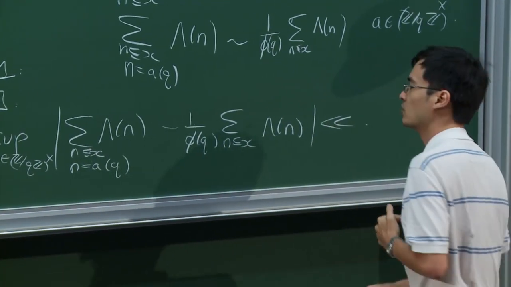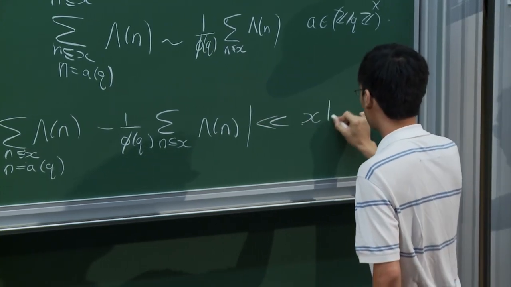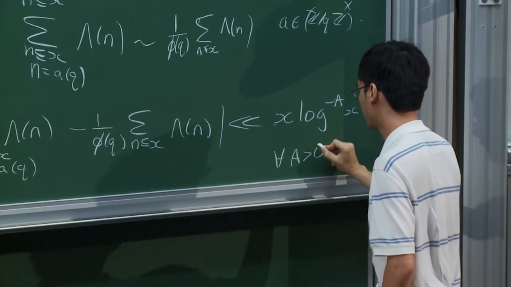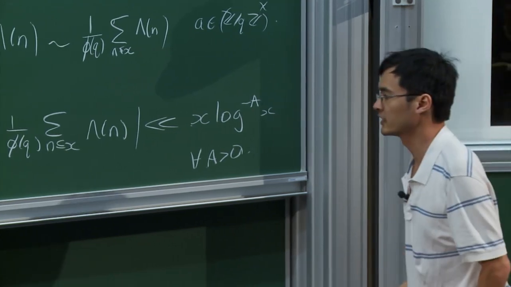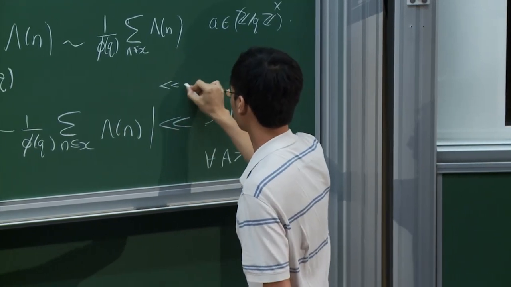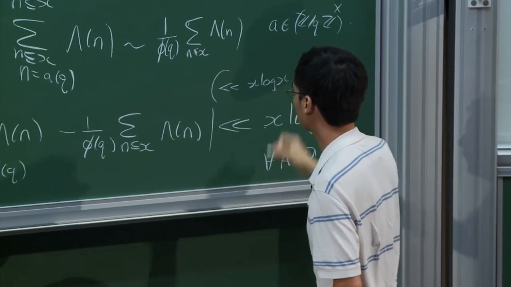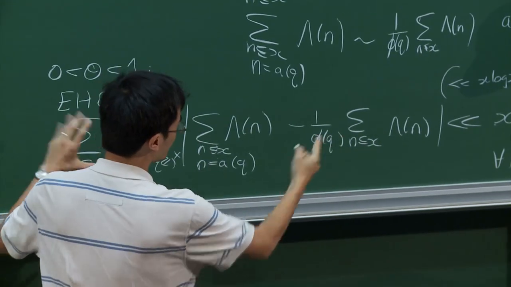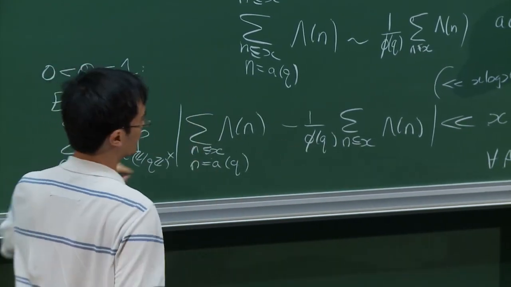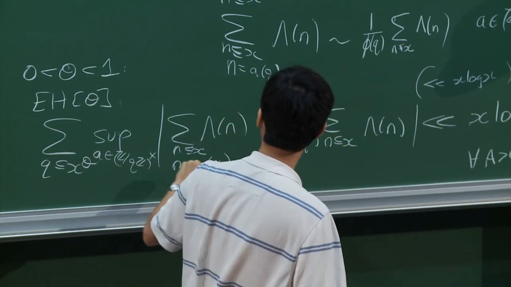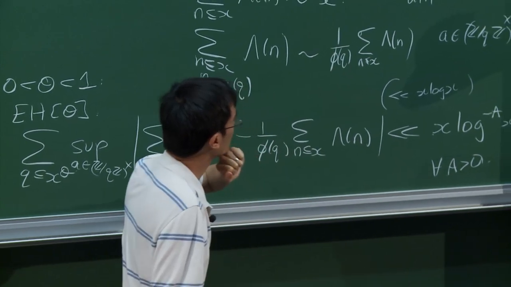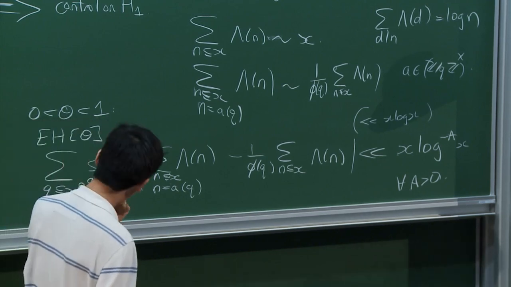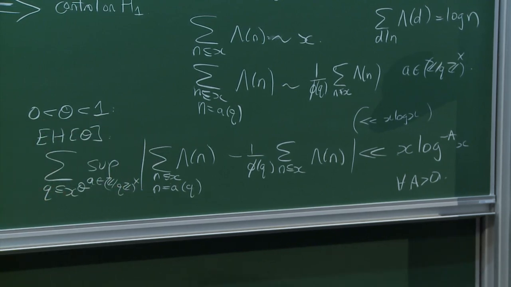Then what you want is that you want this guy to be bounded by x with a power saving of any log you wish. For any fixed power of log, this should be much less than x. So the trivial bound here, by the way, is x log x. Okay, this is trivial, and so you want to save an arbitrary power of logarithm over the trivial bound. So the statement is saying basically that for most q, like 99% of all q's, you have a good prime number theorem in arithmetic progressions for all primitive classes a mod q. Okay, so this is the Elliott-Halberstam conjecture.